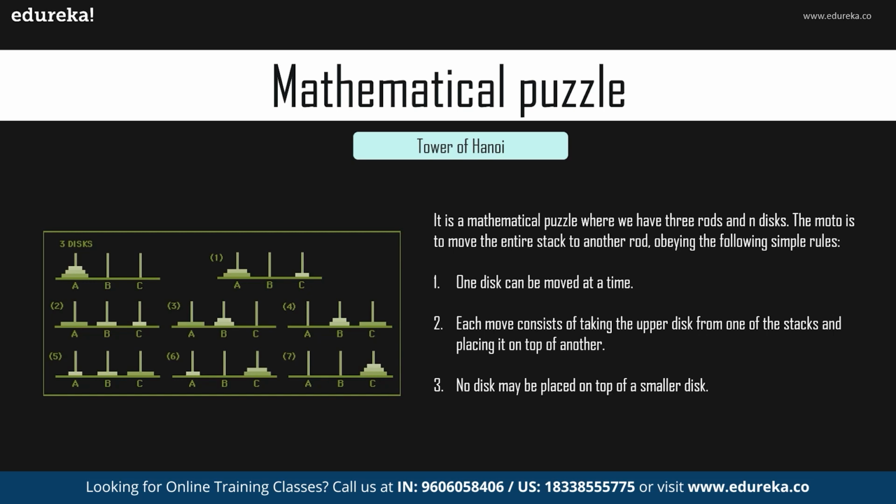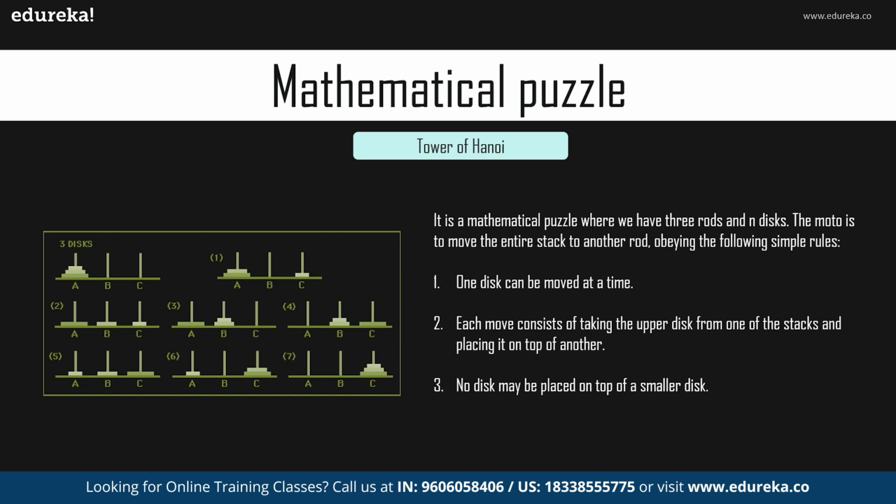The first one is that only one disk can be moved at a time. The second rule is that each move consists of taking the upper disk from one of the stacks and placing it on top of another stack. That is, a disk can only be moved if it is the uppermost disk on a stack. Finally, the third rule is that no disk can be placed on top of a smaller disk.